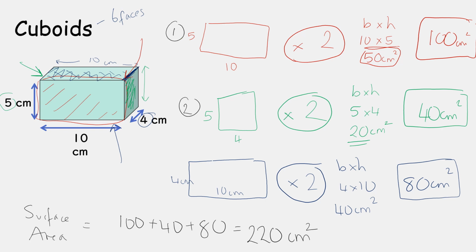So that was a bit lengthy, but all we did was we recognized what different faces we had. We had 3 different types. We found out how many of each of them there were. Luckily, there were 2 of each. We worked out the area, and then we doubled each one because there were 2 sides of that, and finally added them all together to get our surface area.